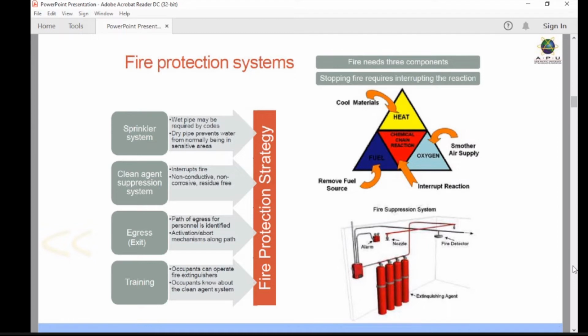And here you can see fire needs three components. One is heat, another is fuel, and third is oxygen. The mixing of these three things creates the fire. So you have to have the mechanism to put out the fire. You have to remove the fuel source, okay, and you have to reduce the oxygen and also cool the material that is burning. So you have to minimize all these three components to put out the fire.